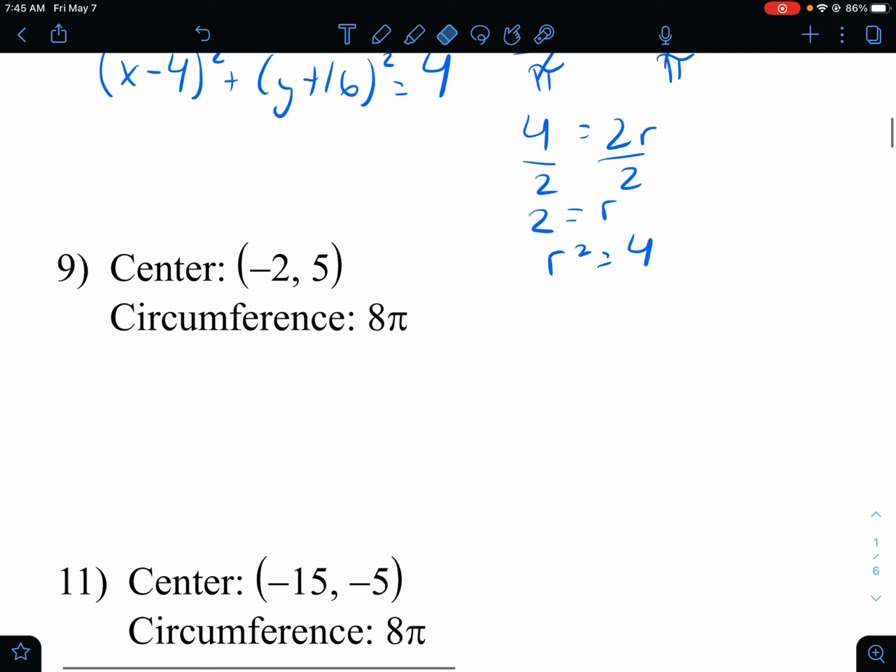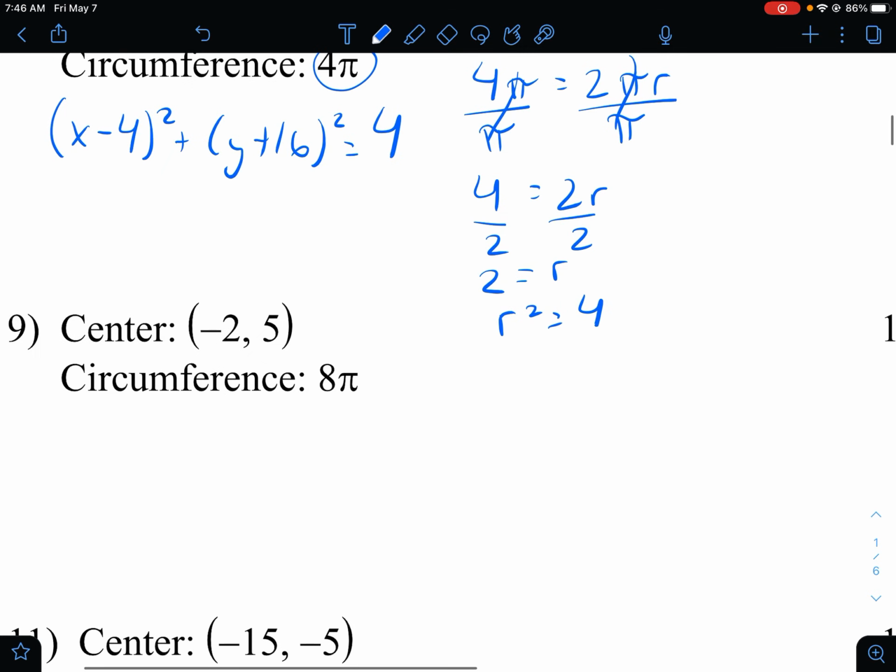All right, so let's go ahead and try this one. The circumference is 8 pi. So we're going to go ahead and try and solve for the radius. So we're going to say 8 pi equals 2 pi r. So I want you to go ahead and solve that and tell me, what does r equal?